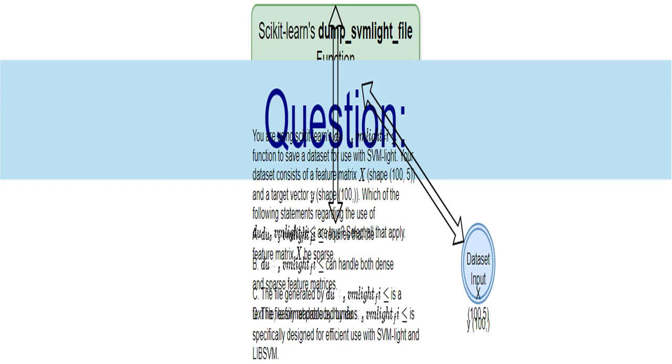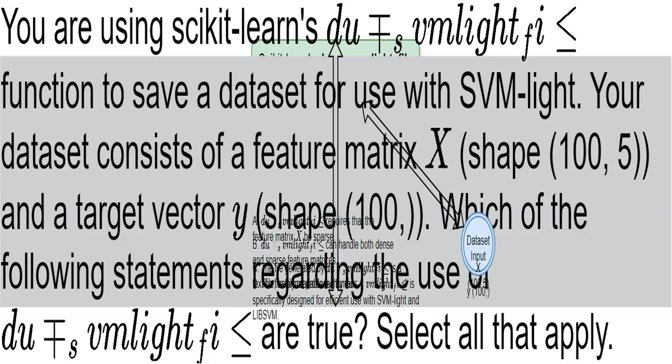We're going to test your understanding of how dump_svmlight_file works. This sets up the scenario. We have a dataset, X represents the features, 100 data points, each with 5 features, and y is the target variable, 100 values. We're using dump_svmlight_file to store this data.